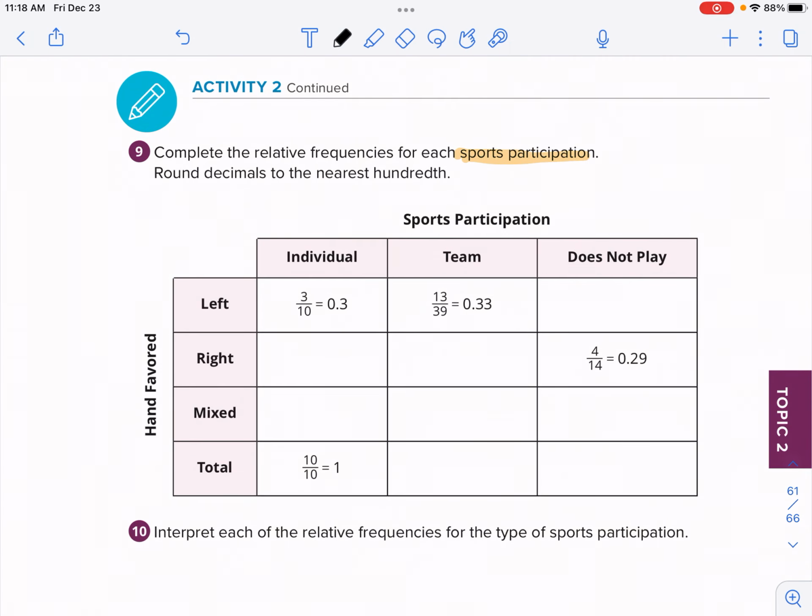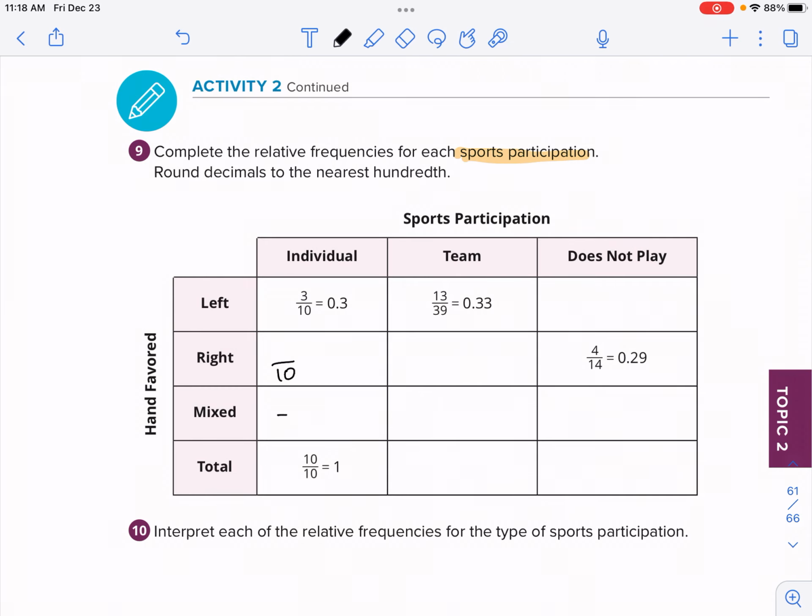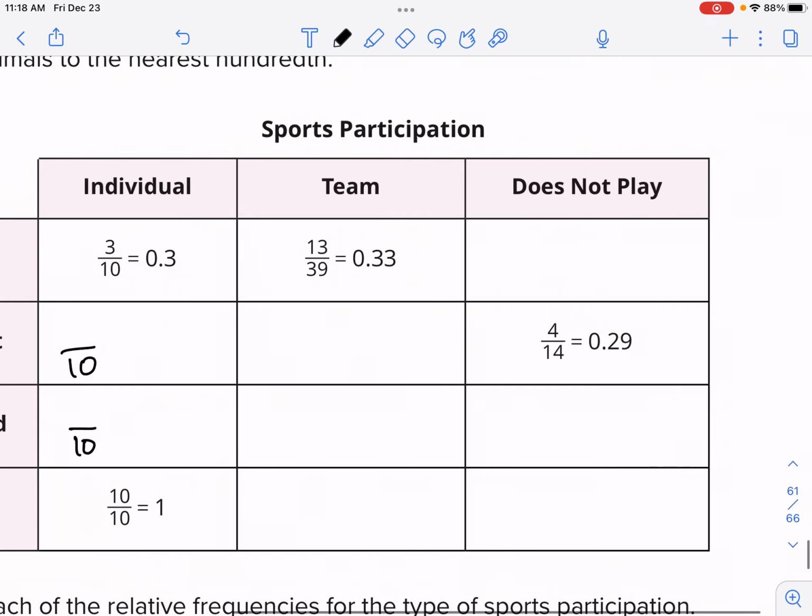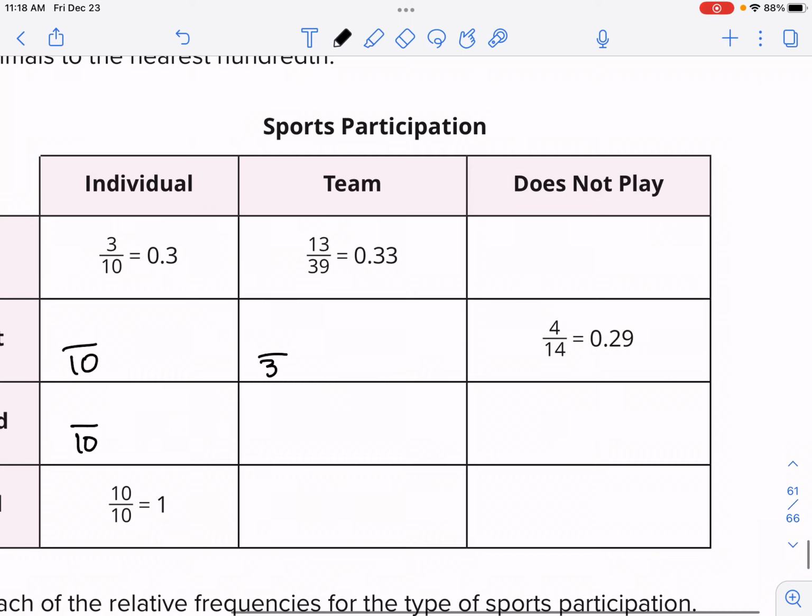Okay, so we're going to move on to this next part, which is slightly different. It is a relative frequency table, but last time we compared to their favorite hand, left, right, or mixed. Now we're going to compare it to the subtotal of total participation: individual, team sport, or do not play a sport. So for individuals, it was only 10. So these are all out of 10 now. There's a total of 10 people that played an individual sport. For team, you can see it right here. It is out of 39.